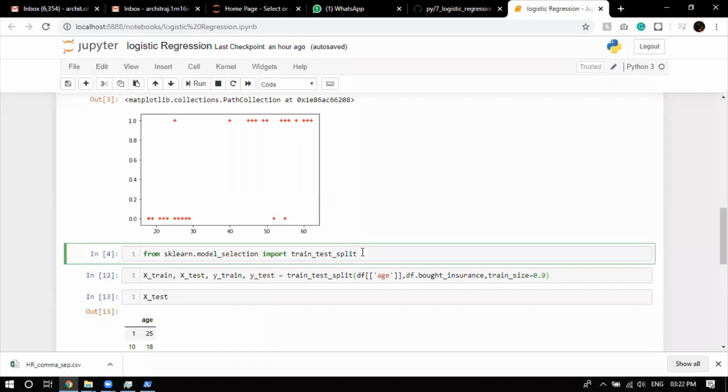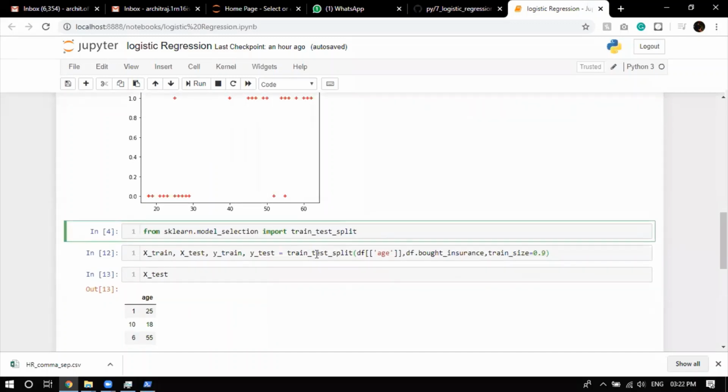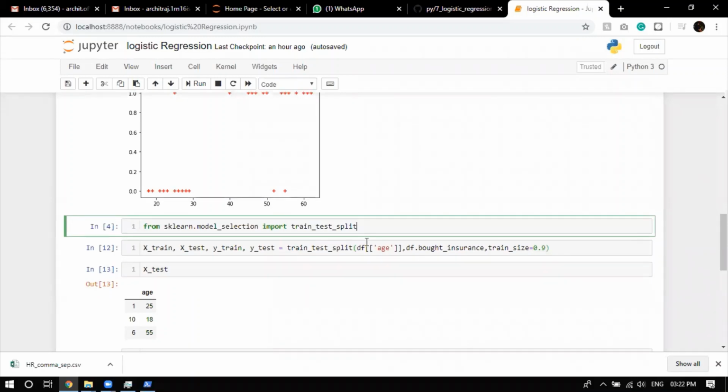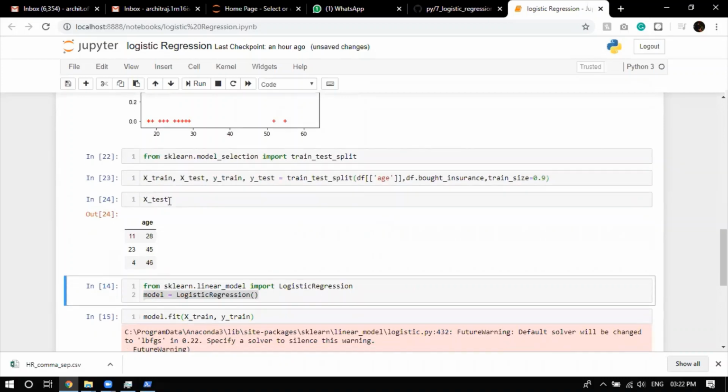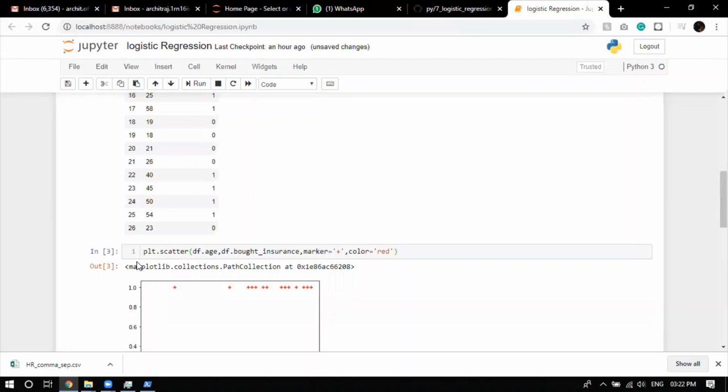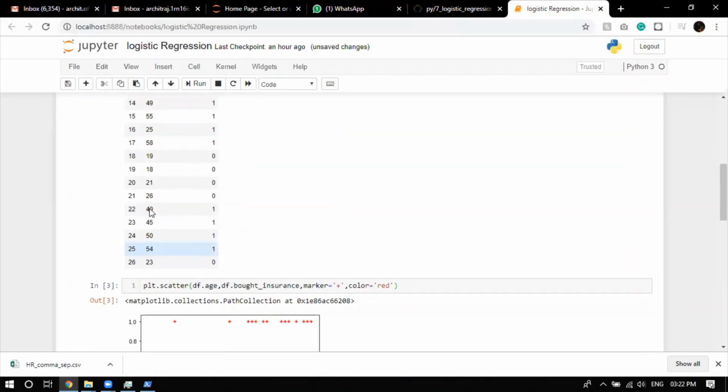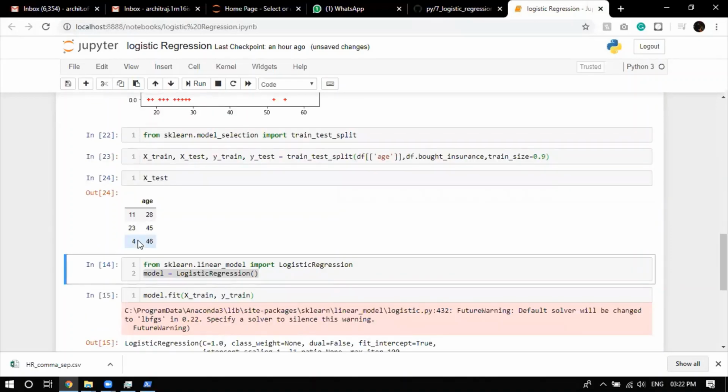We're just using the train split. So we made the train test split using the age and the bought insurance, and we made the train size 0.9. So 90% will be the training size, 10% the testing size. So we made the train test split. Now you can see that the test set is only 3 numbers. As I said, the total number of rows is only 28 or something. So testing is only going to happen on 3 samples. So it's fine, we're just learning what logistic regression is. So that's the test X.